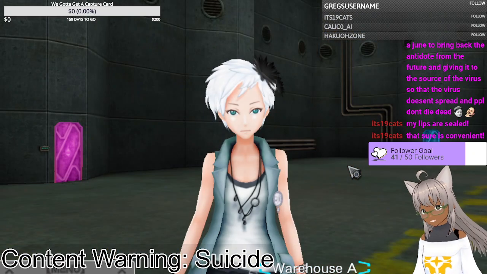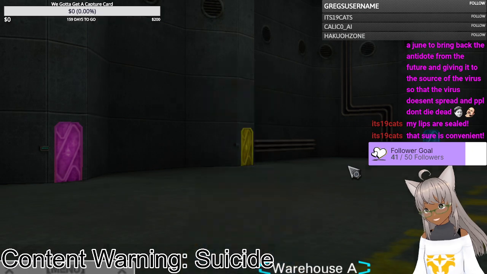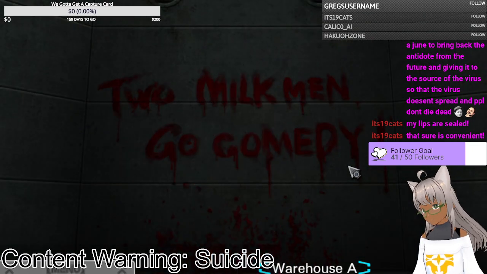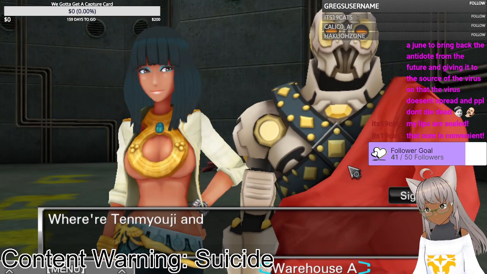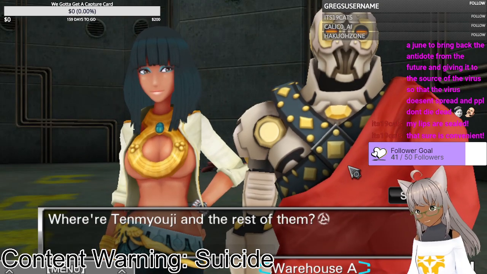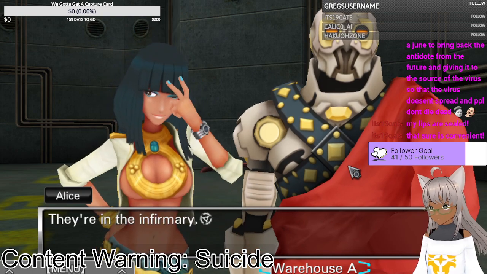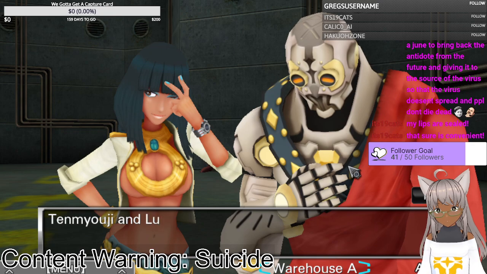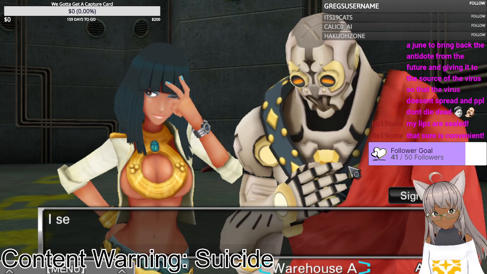Alice and Kay were back. As was Phi. And of course, Clover. Where are Tenmyoji and the rest of them? They're in the infirmary. We carried Quark to one of the beds. Tenmyoji and Luna are looking after him.